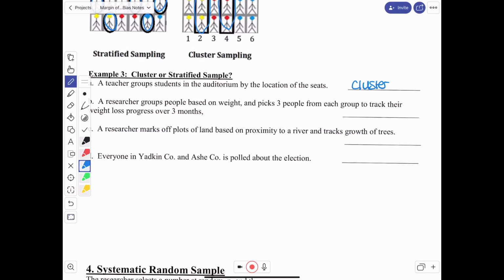A researcher groups people based on weight, picks 3 people from each group to track their weight loss progress over 3 months. That is going to be stratified because she's picking 3 from each group. A researcher marks off plots of land based on proximity to a river and tracks the growth of trees. That is also going to be stratified. And then everyone in Gatkin County and Ashe County is polled about the election. That's going to be a cluster because you've got the two counties grouped together.